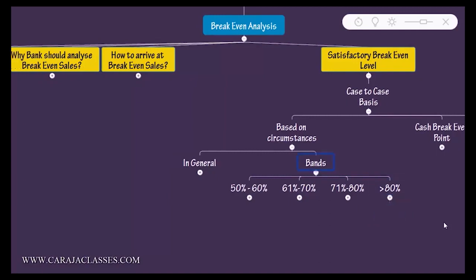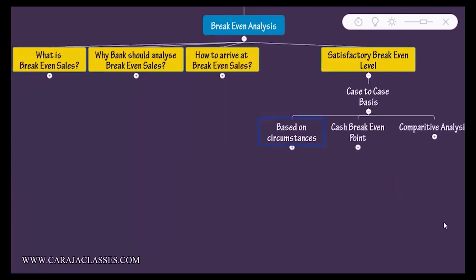It all would vary bank to bank, depending upon their risk perception. There is also something known as cash break even point, because we are saying at break even level contribution is equal to fixed cost, and that fixed cost includes depreciation, which is a non-cash item. So we can knock off that depreciation and arrive at the break even point. That's what we call as cash break even point, and generally it should be below 50%.